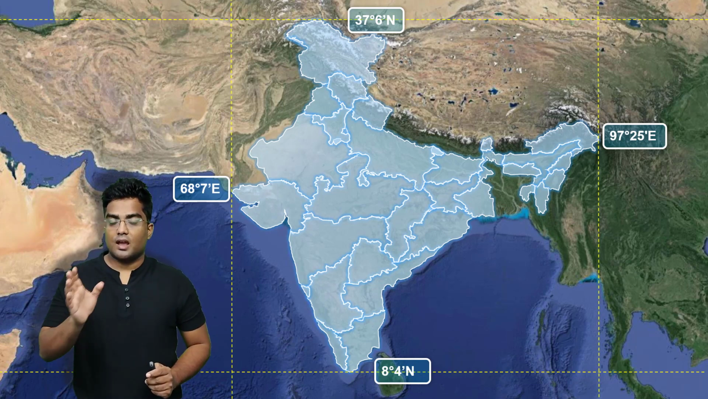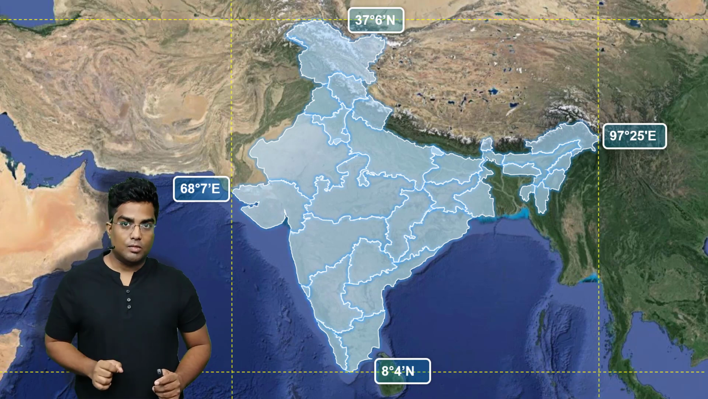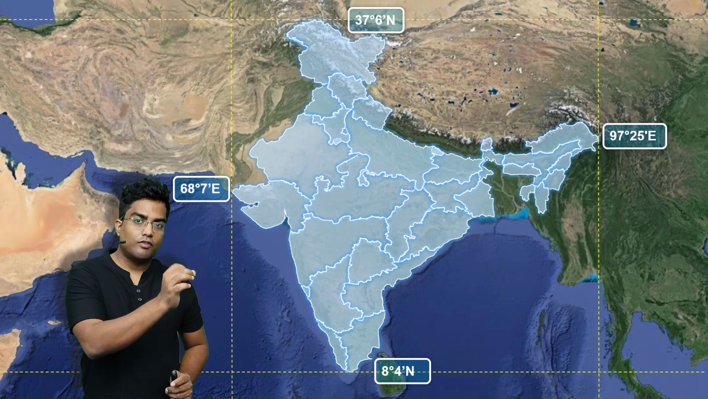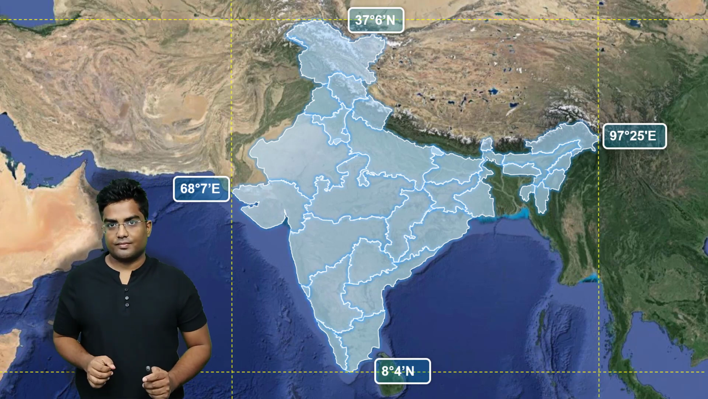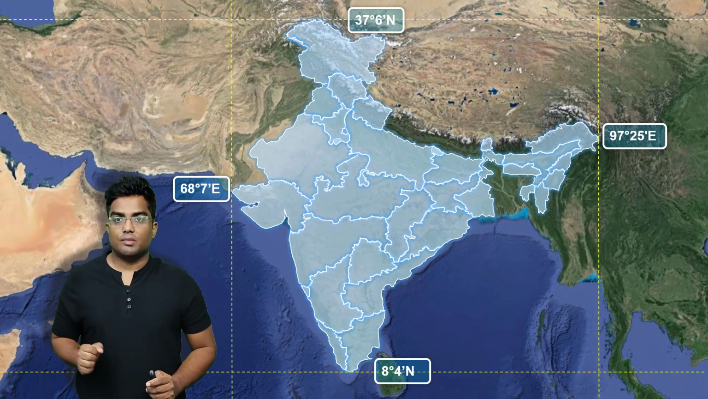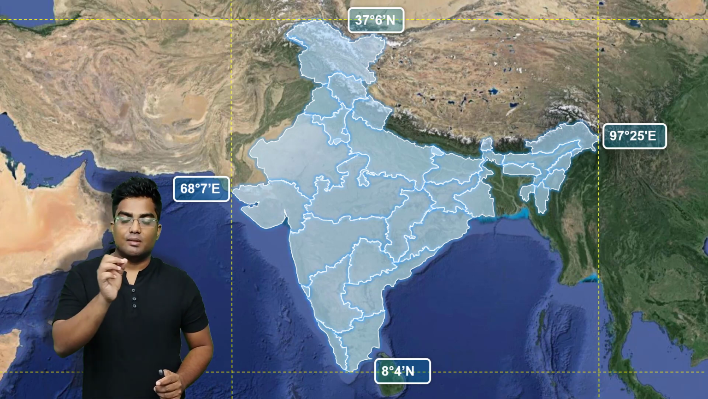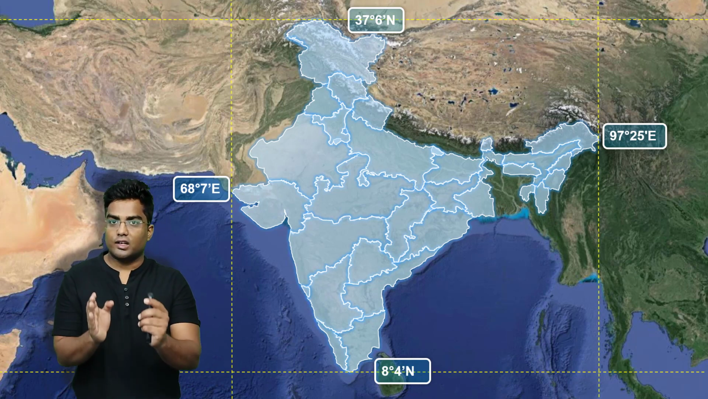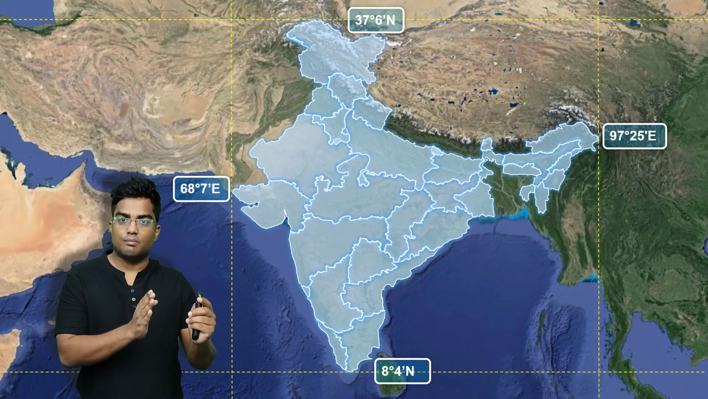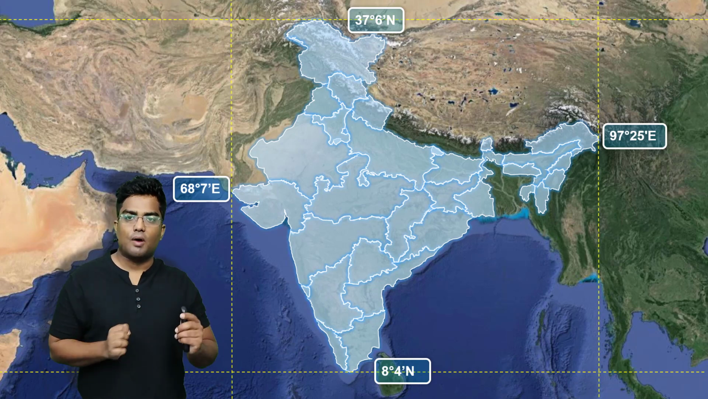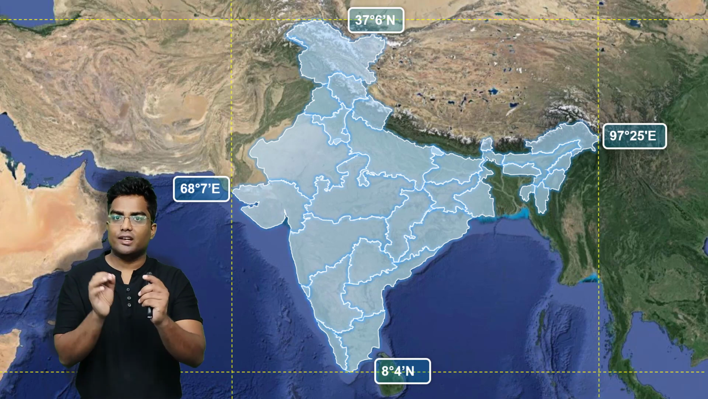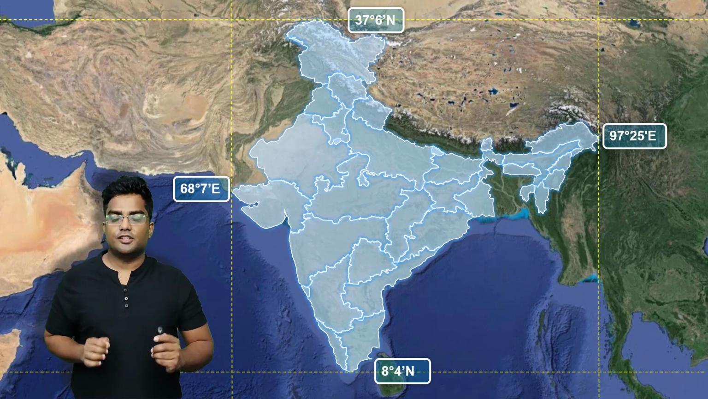However, as you can see, the eastern extremity is located at 97 degree 25 minutes east, and our western extreme is 68 degree 7 minutes east. So once again, since our country is located in the northeastern part, or more specifically eastern part, that is why our extreme coordinates, or any coordinate in India, will always have east.